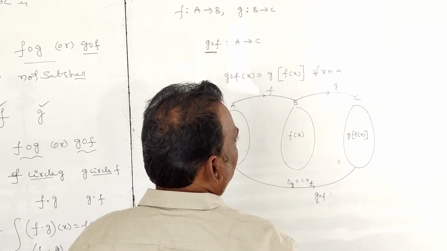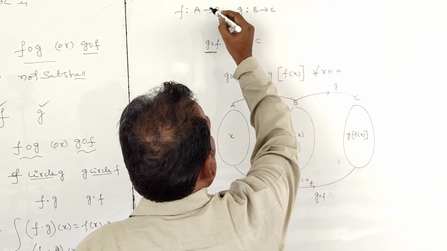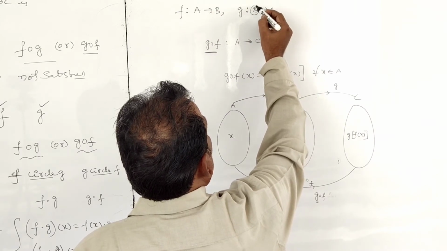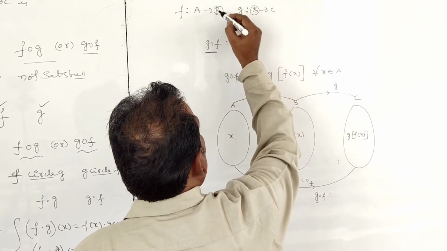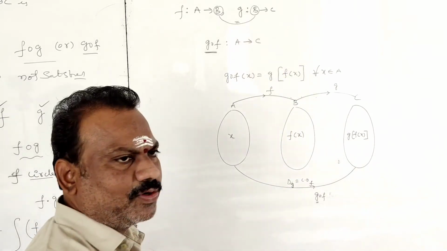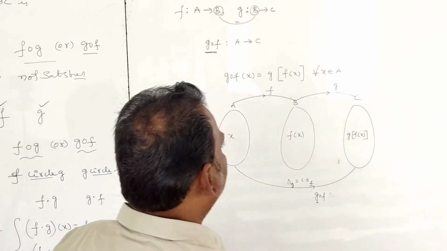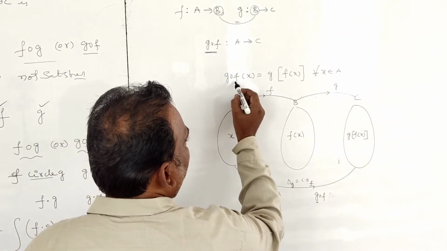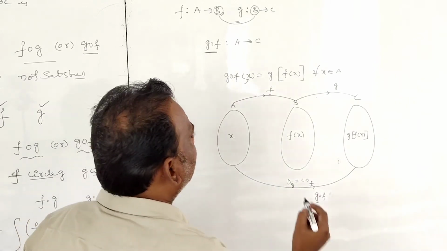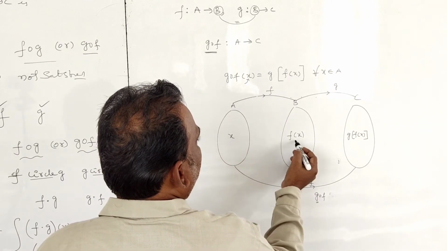See here, the codomain of F is B, and the domain of G is B. So these two are equal. Then we can form the composite function G circle F. What is the G circle F formula? G circle F of X means you have to give the domain input F of X. So this is X, this is F of X.